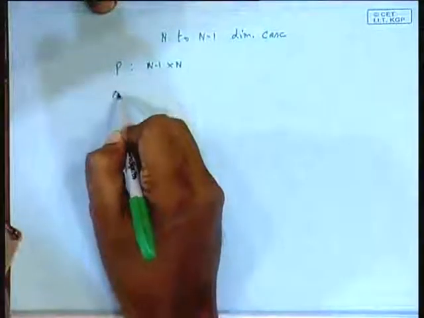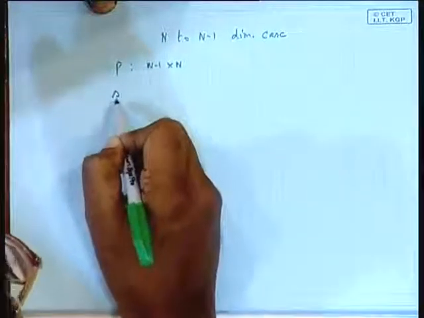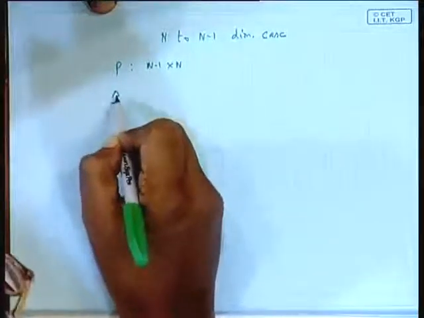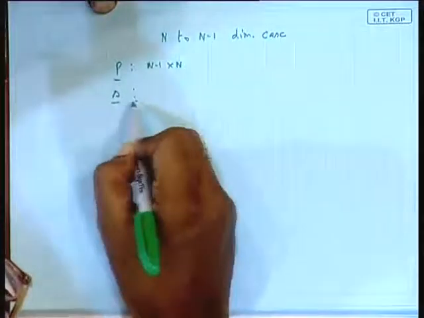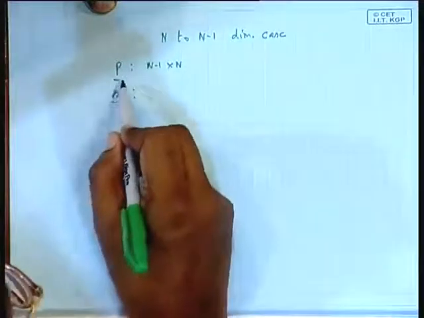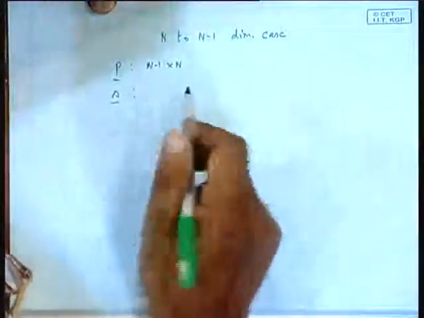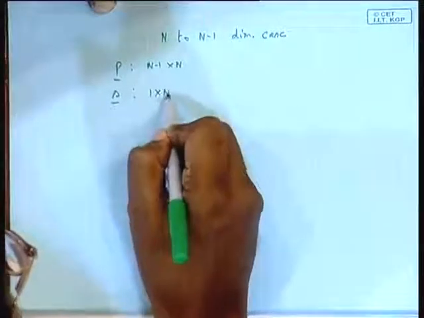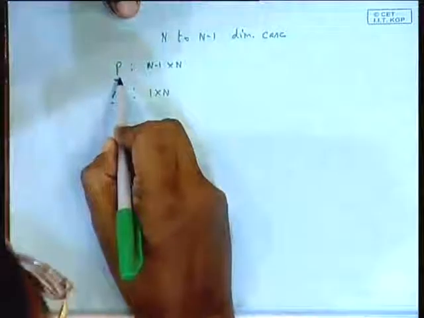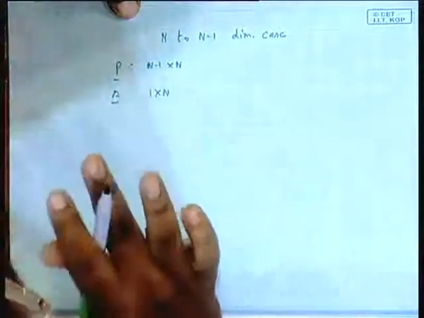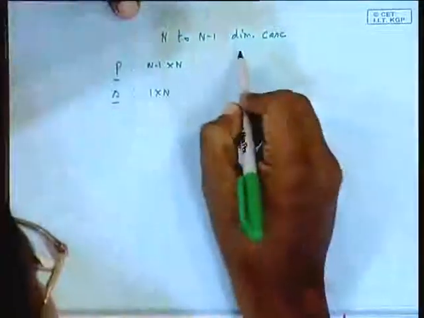And since S is a vector, I write lowercase now. Lowercase underline is vector, uppercase underline is matrix from now on. S is just 1 cross n. Okay. I concentrate on P now.